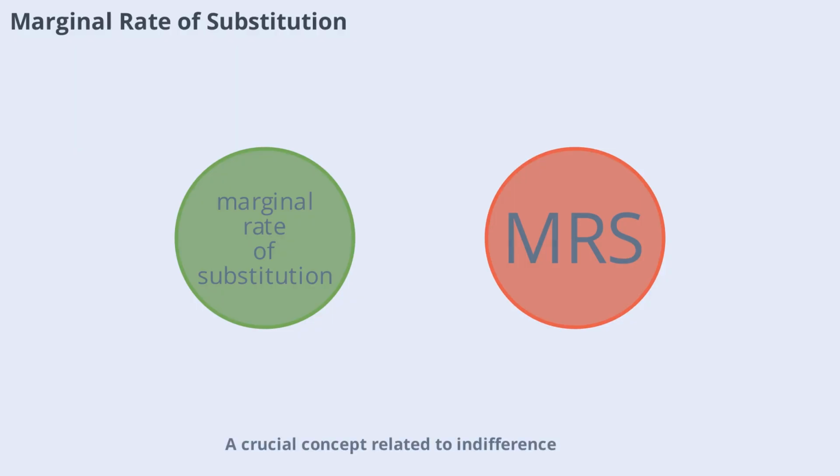A crucial concept related to indifference curves is the marginal rate of substitution, or MRS. This measures how much of one good a consumer is willing to give up to get an extra unit of another good while keeping utility constant. On the curve, it's the slope at any given point. As you move along the curve, the MRS usually decreases, meaning you're less willing to give up more of one good as you have less of it.